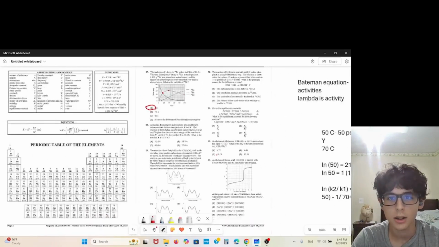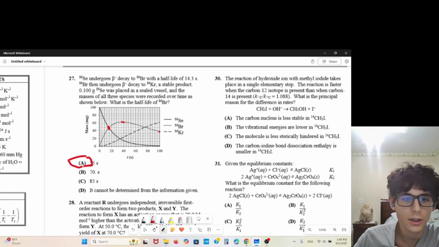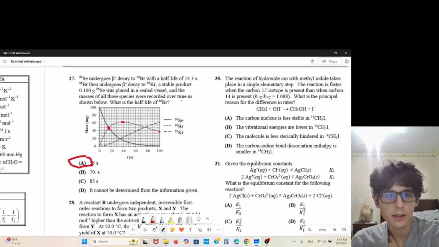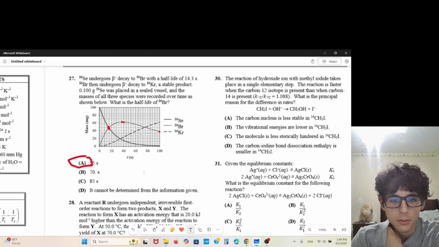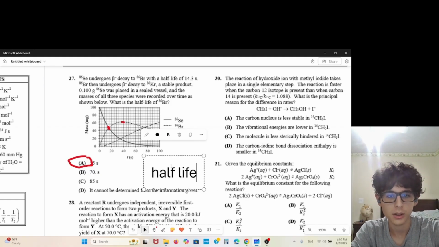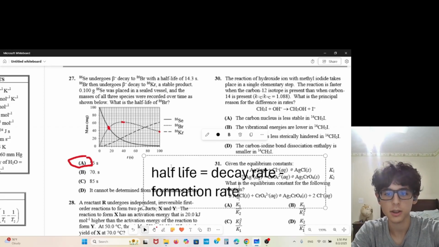Okay, next one, right? So as you can see, this is simple solve. We have something decaying into something else, which is decaying into something else, and we're trying to find the half-life of that intermediate, right? So how do you do that? Well, you just do this. Very simple formula, common sense. Half-life equals decay rate minus formation rate.